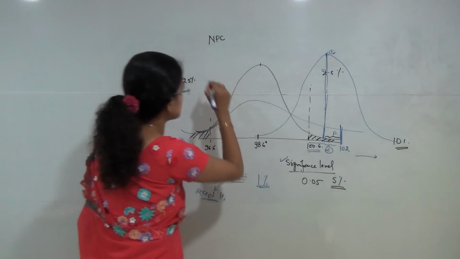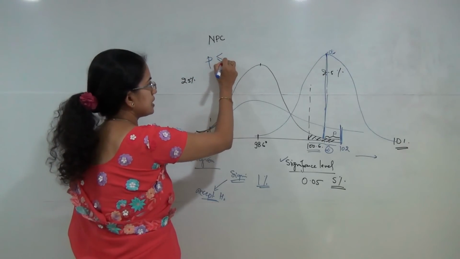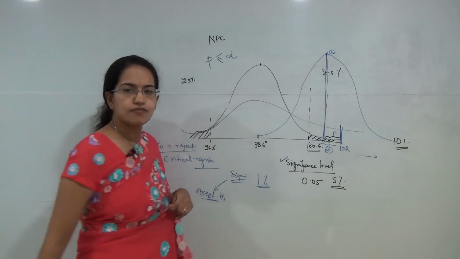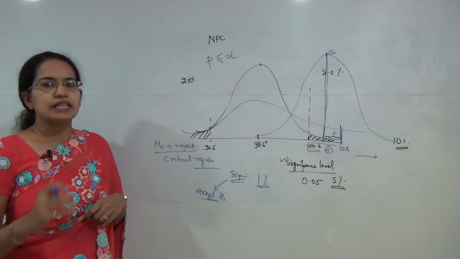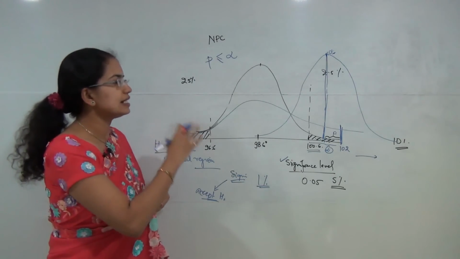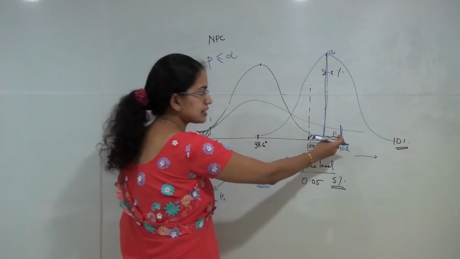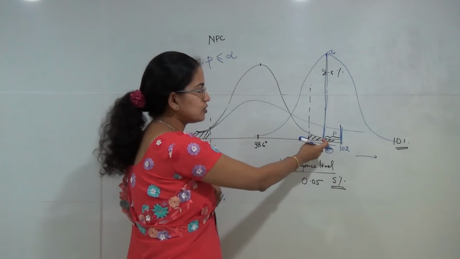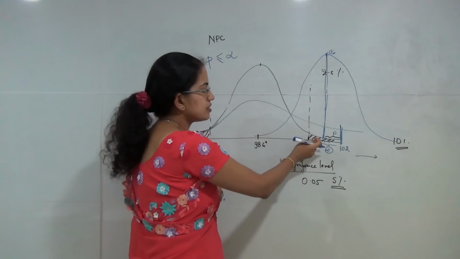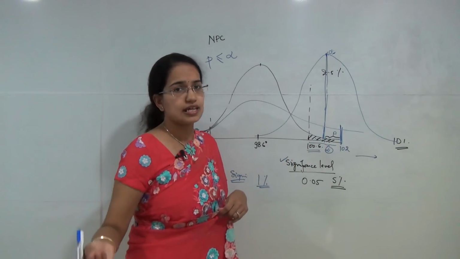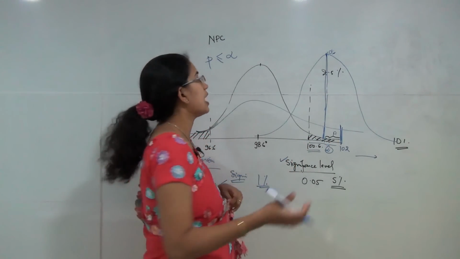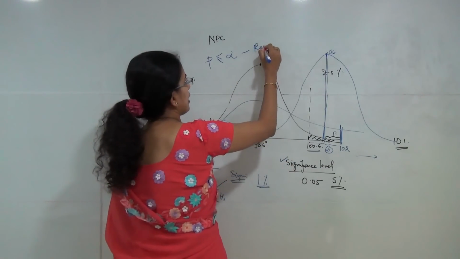Now if I say my p value is less than or equal to alpha, what does that mean? When I say my p value is less than or equal to alpha, that means my values are lying somewhere here, and when my values are lying here, these values lie in the critical region, and since they are lying in the critical region, I am rejecting the null hypothesis.